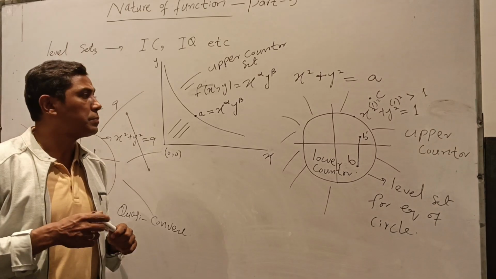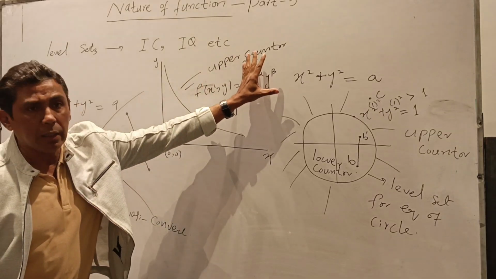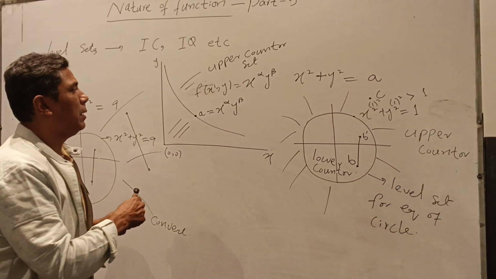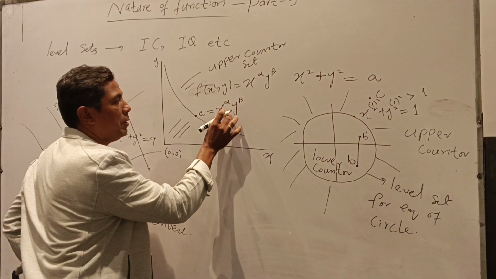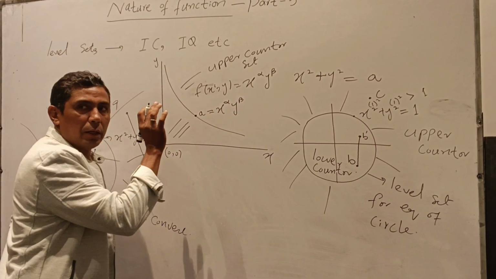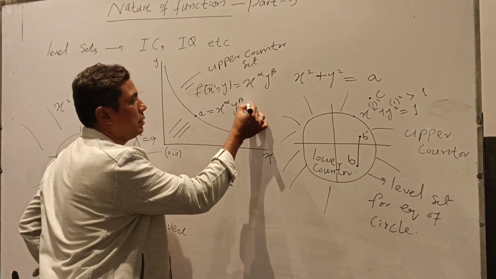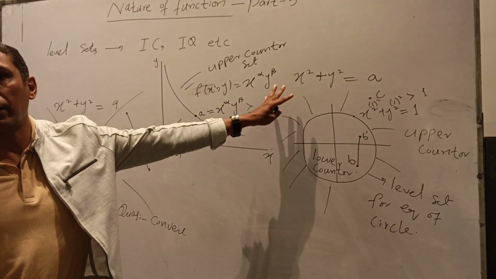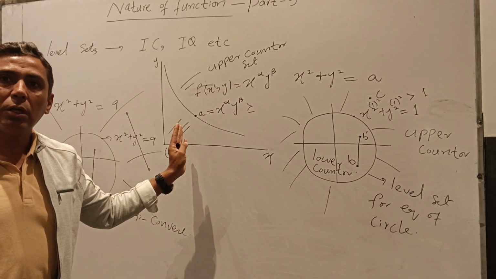Clear? Now, for example, that is your upper contour we have marked with respect to this value. We say x to the alpha, y to the beta, when we plug the values of x alpha and y beta here, you get the answer, for example, equal to a. So any value greater than this one represents your upper contour set, and any value less than this one is going to represent your lower contour set.